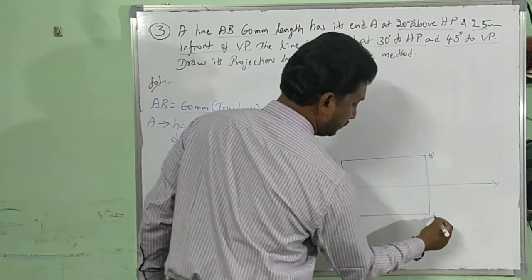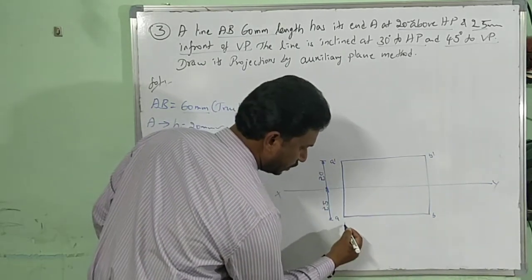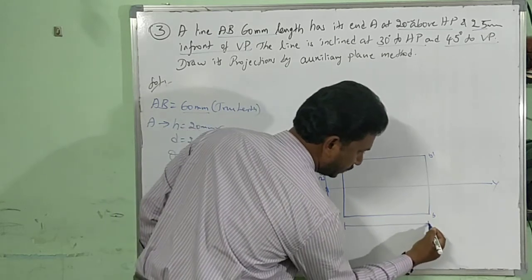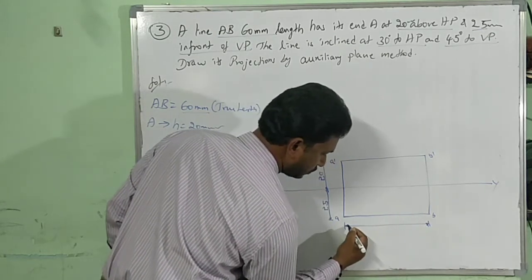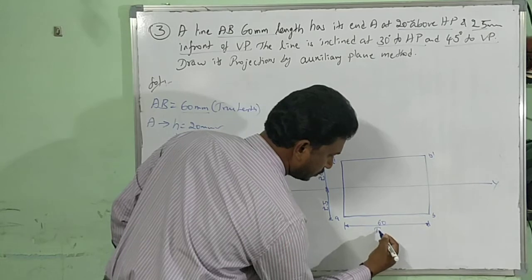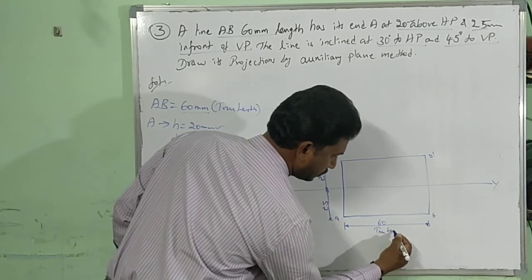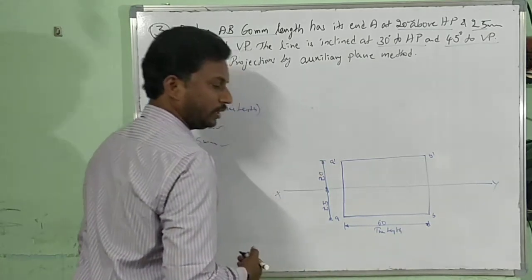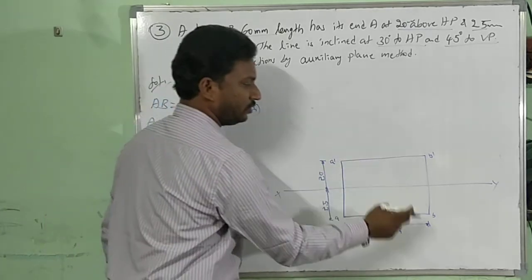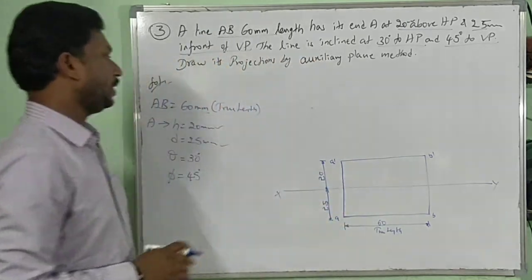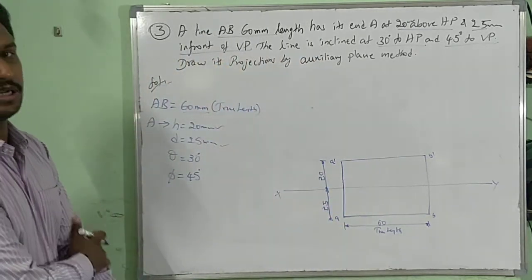B dash B. This is what? 60 mm true length. True length. This is your front view and this is your top view. You know this. Now we have to proceed with the auxiliary plane method.